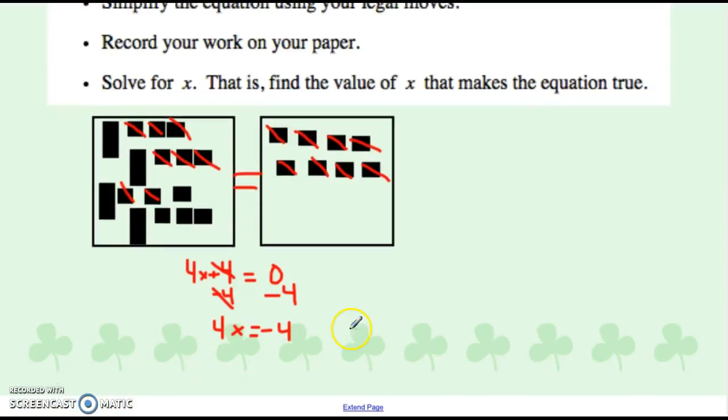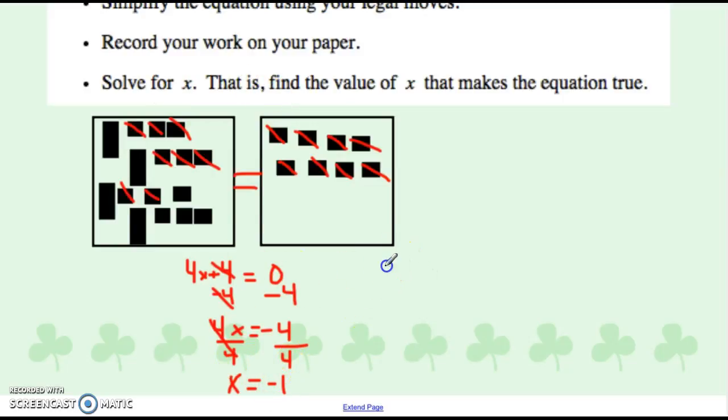Now I need to get x by itself. So the way I'm going to undo 4 times x is I'm going to divide by 4 on both sides. So the 4 divided by 4, that cancels to 1. So I'm left with x. Negative 4 divided by 4, I end up with a negative 1. So solving for x, x is equal to negative 1.